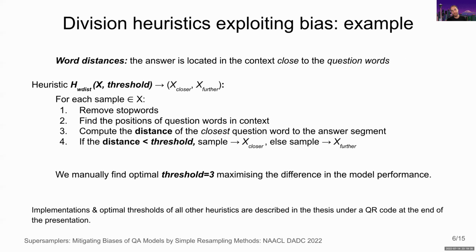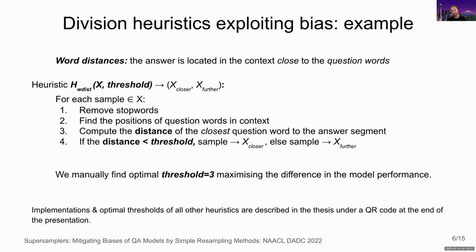So here's an example of a heuristic exploiting word distance bias. This one splits the data sets into two groups by the closeness of the closest shared word of question and context from the answer segment.